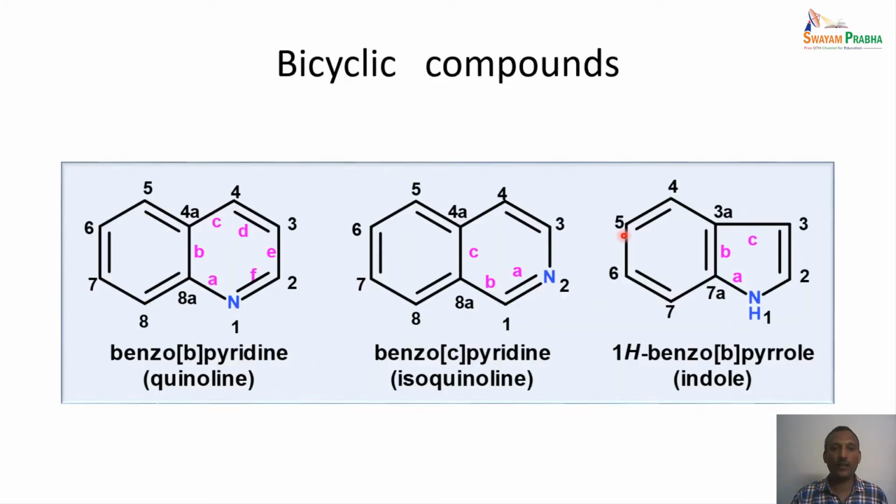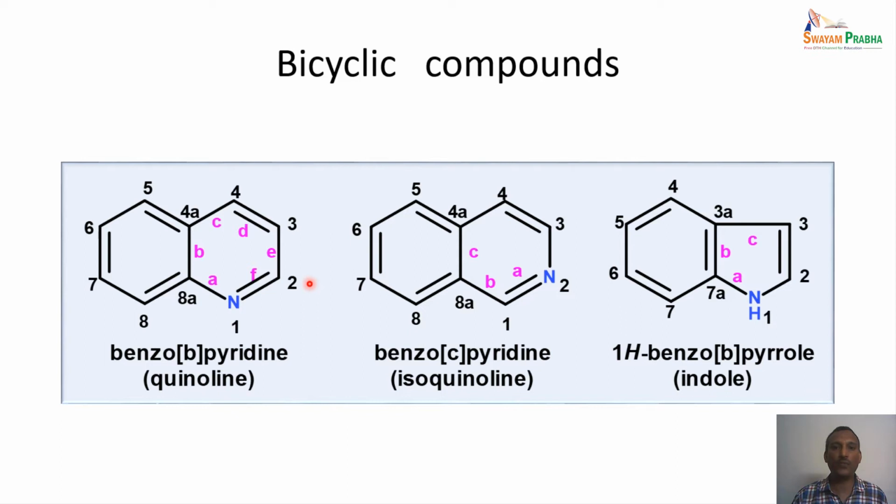Let us take some of the examples as shown here. The compounds' common names are given here: quinoline, isoquinoline and indole. But if we have to name the compound according to IUPAC nomenclature, these are bicyclic systems. So in all three bicyclic systems, there is one heterocycle and one carbocycle. That means one ring with only carbon atoms, another ring with one heteroatom. So how do we name these compounds?